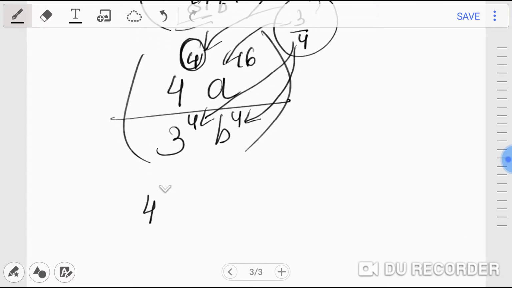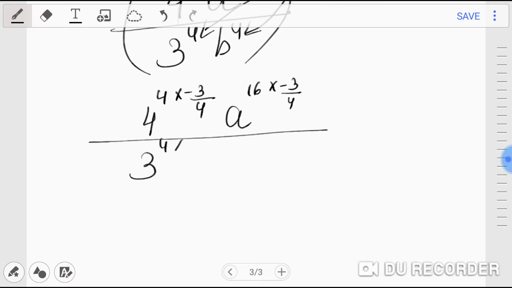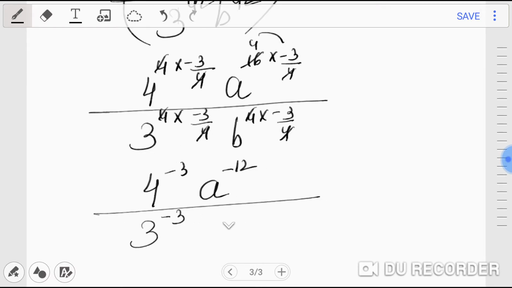So you have to write 4 into minus 3 upon 4, a 16 into minus 3 upon 4, down 3 4 into minus 3 upon 4, b 4 into minus 3 upon 4. You can eliminate this. Once 4 4 cut, 4 cut. So you will get 4 raised to minus 3, a raised to 4 3s are 12, minus 12. Down you will get 3 raised to minus 3 and b raised to minus 3. Are you getting my point clear?